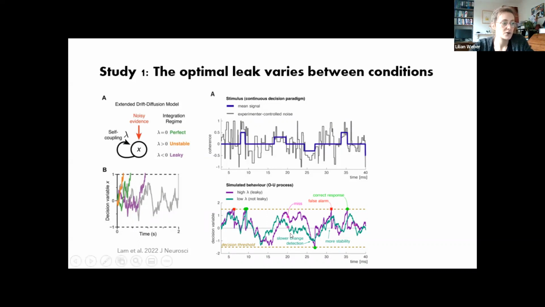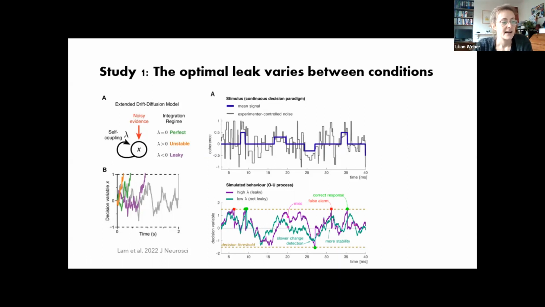if we've got a low leak, so we're more towards perfect accumulation and without any forgetting, then our decision variable is more stable. But it also means we're slower at detecting changes, so we might miss a few trials. Whereas if we use a high leak, then we lose some of the stability, and the decision variable might jump up with the evidence more quickly, so we might have more false alarms, but we're also detecting more of the trials. So there's somewhat of a balance depending on the environment.